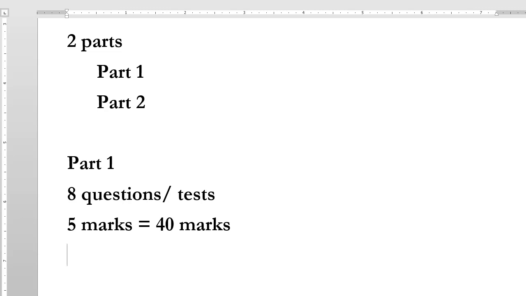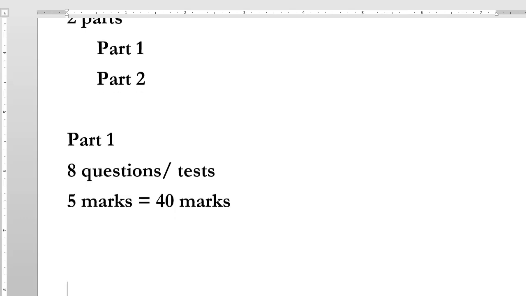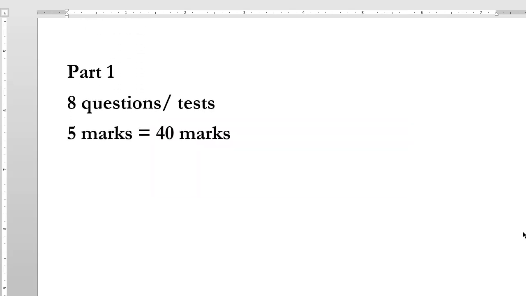Now each of these questions deals with a particular skill. So question number 1, for example, deals with reading, 2 with vocabulary, and so on. So without further ado, let us go straight into the work and see how these things are carried out.